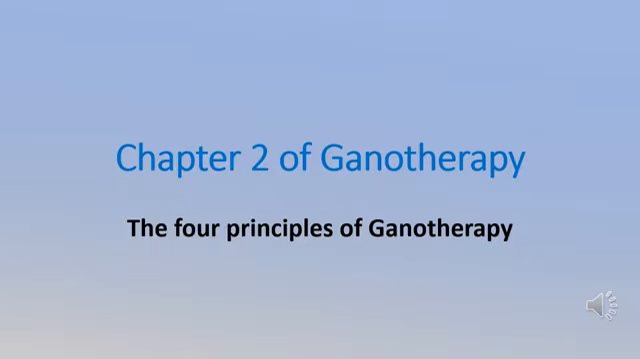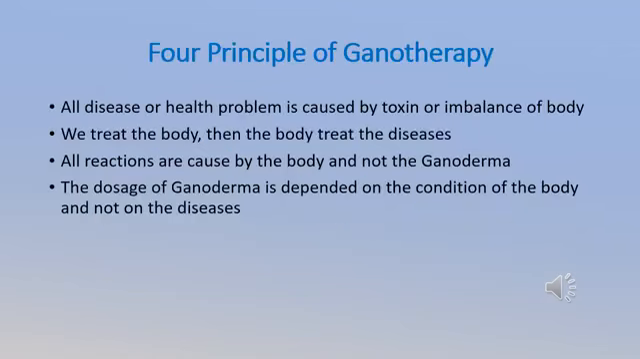In ganotherapy, there are 4 principles. We are going to discuss in detail these 4 principles. The first principle is that all diseases or health problems, whatever the problem faced by our body, are caused by 2 causes only. The toxin and the imbalance of the body. Only 2 causes. Secondly, we treat the body, then the body treats the disease. We never treat disease. This is the second rule.